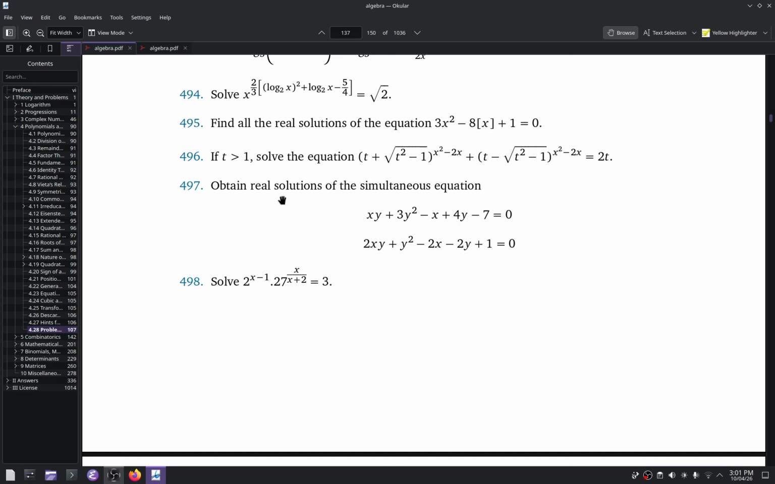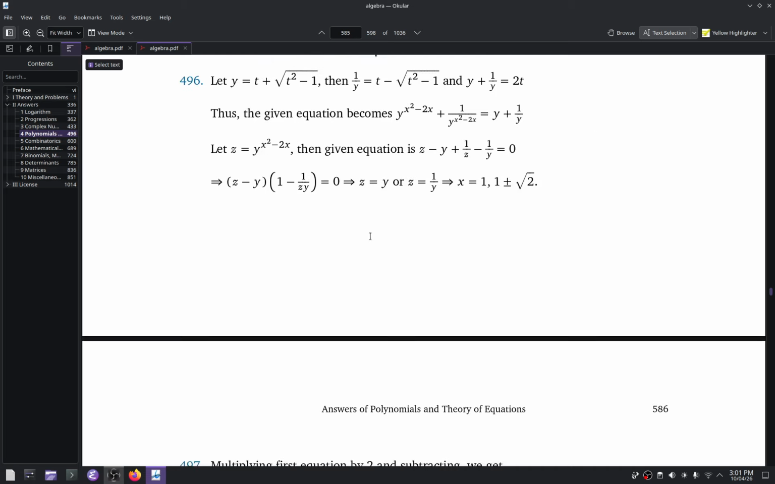Question 497 says that obtain real solutions of the simultaneous equations xy + 3y² − x + 4y − 7 = 0 and 2xy + y² − 2x − 2y + 1 = 0. So there are two equations and we need to eliminate either x or y. Now one of the problems in elimination is this xy term. To eliminate it, if you multiply the first equation by 2 and subtract, xy will be eliminated. The other effect is that x will also get eliminated, and you will have terms only with y.